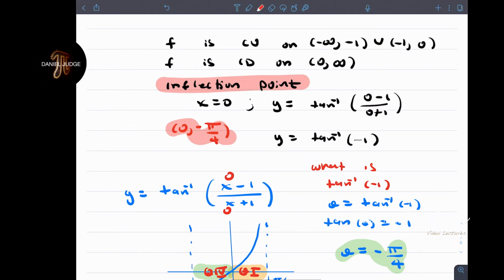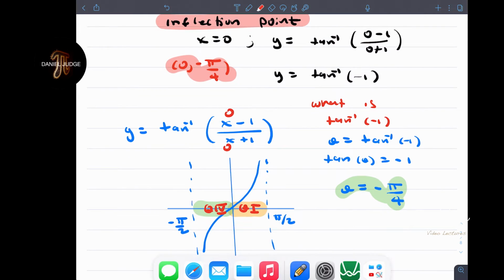So we have information about concavity. Concave up on the interval from negative infinity up to negative 1, negative 1 to 0. Concave down in 0 to infinity. Inflection point at 0, negative pi over 4.